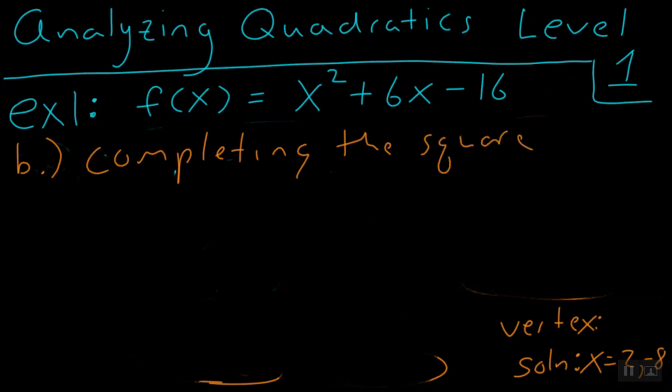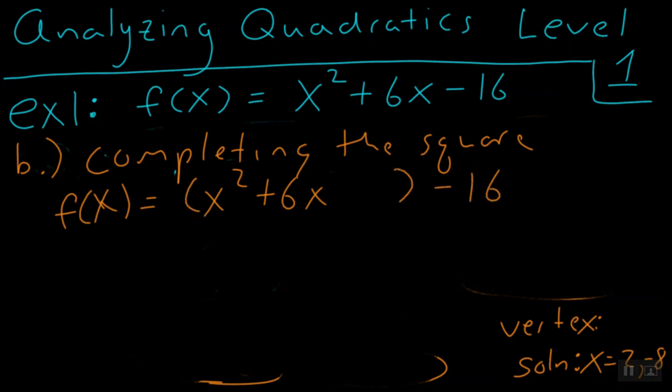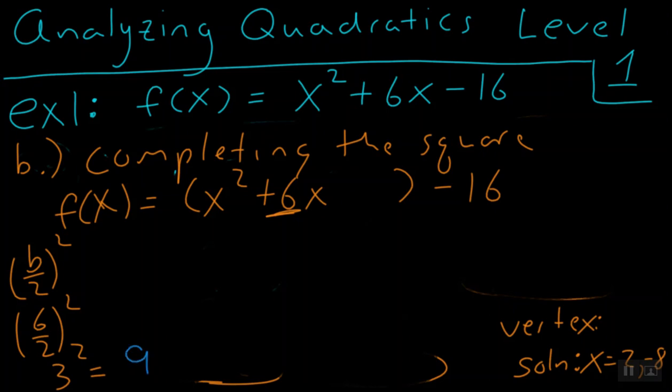Now, in order to do this, I go ahead and I write f of x is equal to x squared plus 6x. And remember, I need a perfect constant, so I push my minus 16 off to the side. From here, I always take my b term and divide it by 2 and square it. In this case, my b term is 6. So I have 6 divided by 2 squared. We all know that 6 divided by 2 is 3 squared, and 3 squared is positive 9.